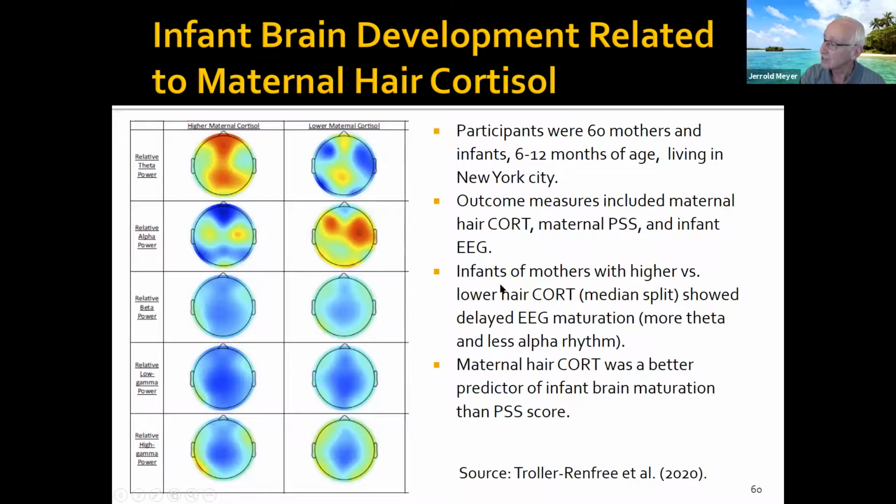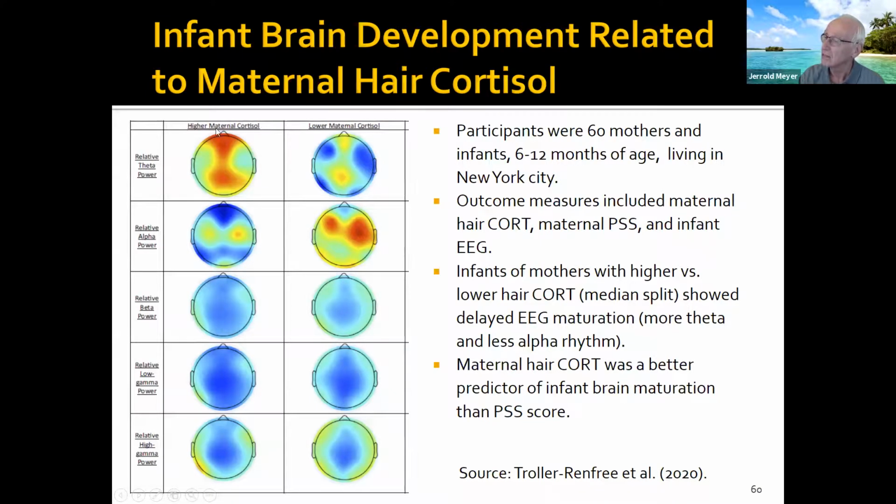So as infants within this age range mature, the EEG transitions from having high power in the theta rhythm to increased power in the alpha rhythm. And we see that here. So here is relative theta power, different parts of the scalp, the EEG measurements. Of course, you do Fourier analyses to determine the amount of power, the amount of rhythm in a given wavelength band. And here's the alpha power.